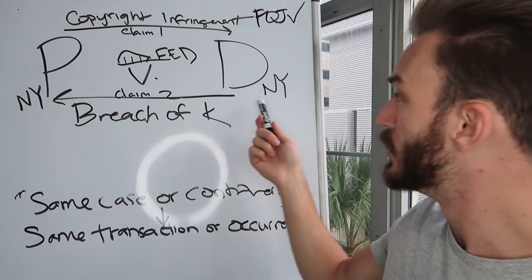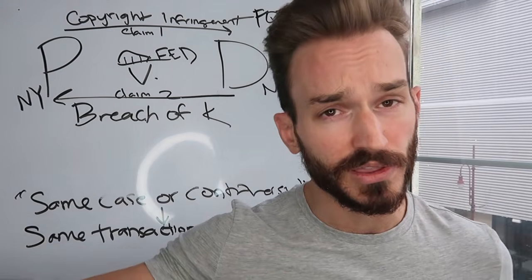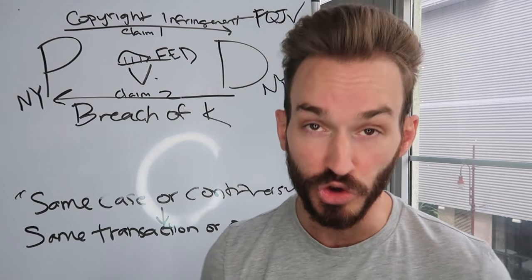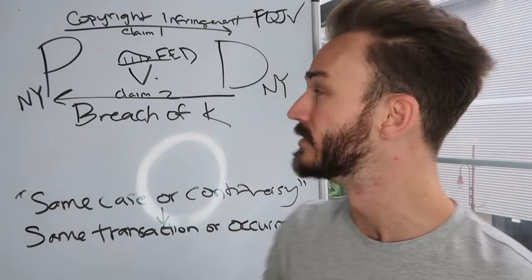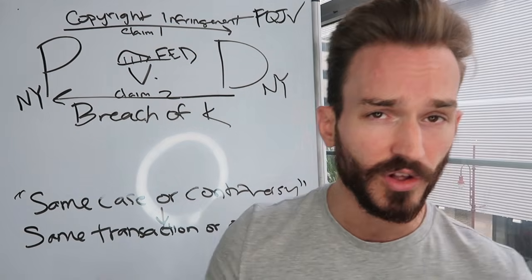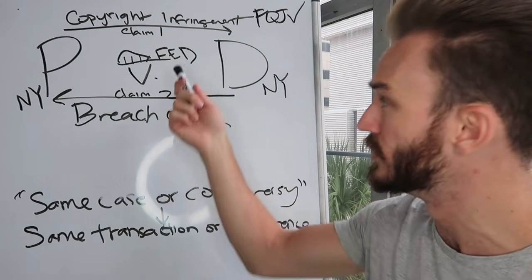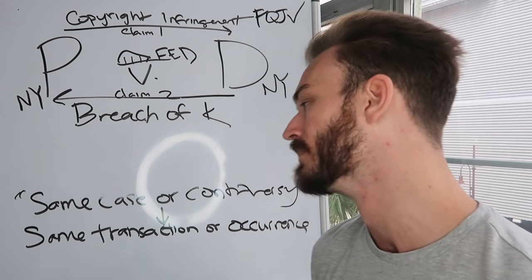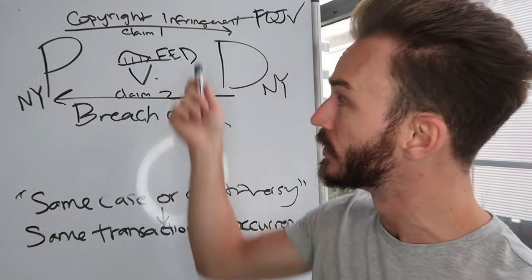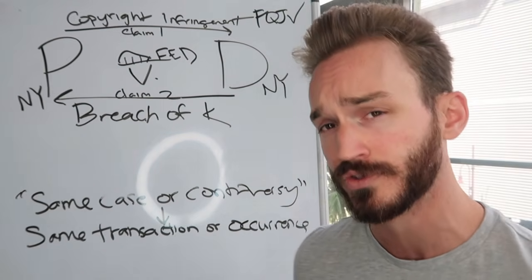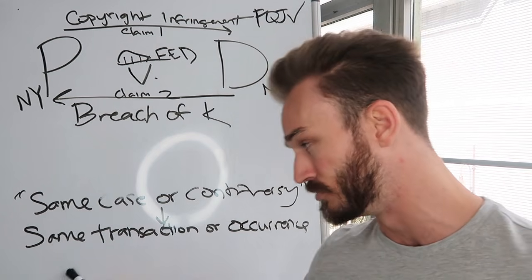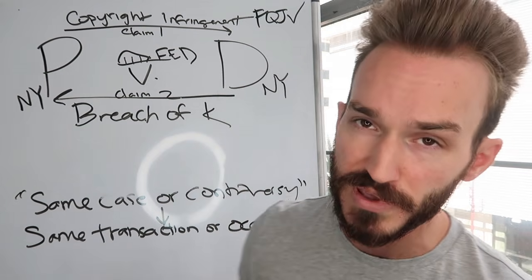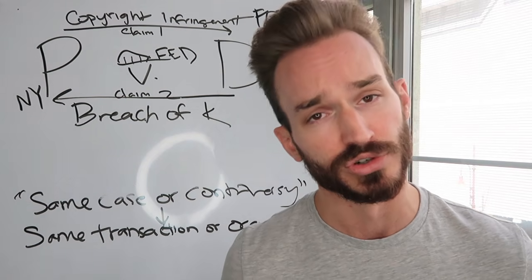Now, claim number 2 is defendant countersuing the plaintiff for a breach of contract. What's the test? Do the claims constitute the same case or controversy? If the claims constitute the same case or controversy, then the federal court can hear claim number 2 under supplemental jurisdiction. How do you determine if claim 1 and claim 2 constitute the same case or controversy? Do they arise out of the same transaction or occurrence? If so, again, claim 2 is going to be able to be heard under supplemental jurisdiction.